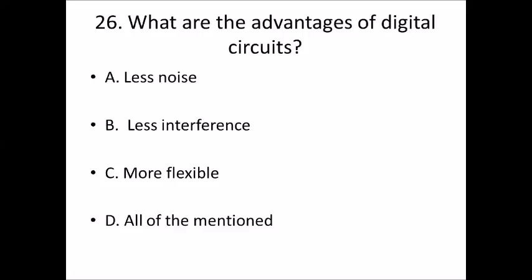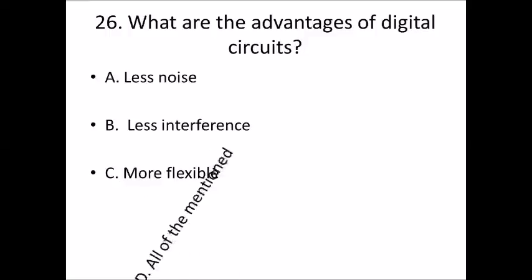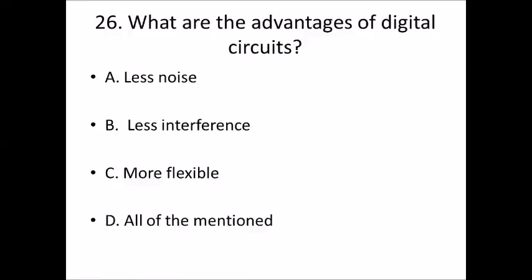26th bit. What are the advantages of digital circuits? Option A, less noise. Option B, less interference. Option C, more flexible. Option D, all of the mentioned. Answer guess cheyandi. Answer option D, all of the mentioned.